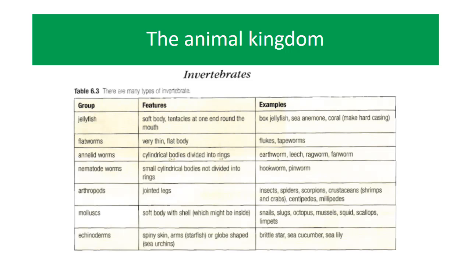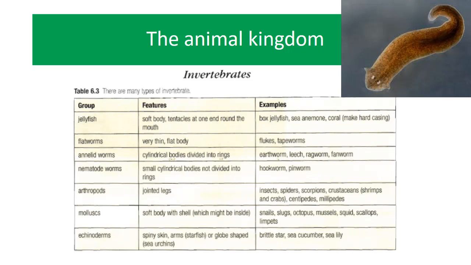The next group is flatworms. All the worms whose body form is flat are in this group. Their body is very thin. Also, they have a flat body. Flukes that are used in medical ways and tapeworms that can be parasitic are examples of this group.